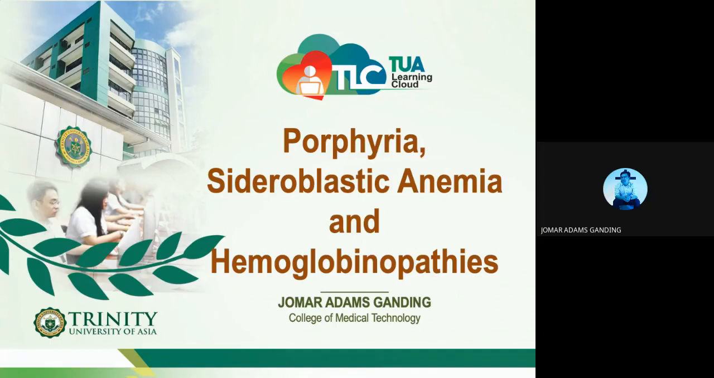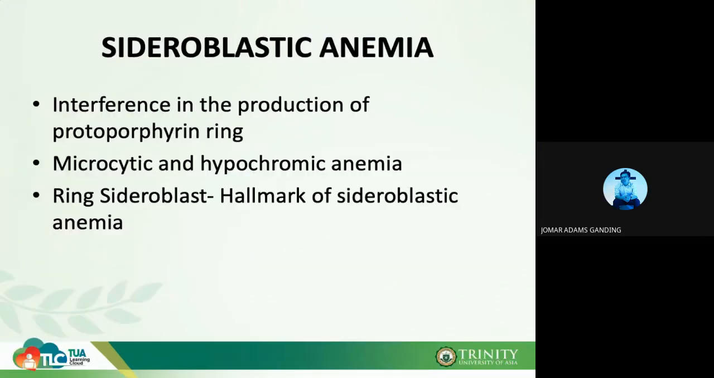So for today, we're going to talk about porphyria, sideroblastic anemia, and the different hemoglobinopathies. Let's get started with our discussion. The first one is all about sideroblastic anemia. Sideroblastic anemia is characterized by an interference in the production of your protoporphyrin ring.